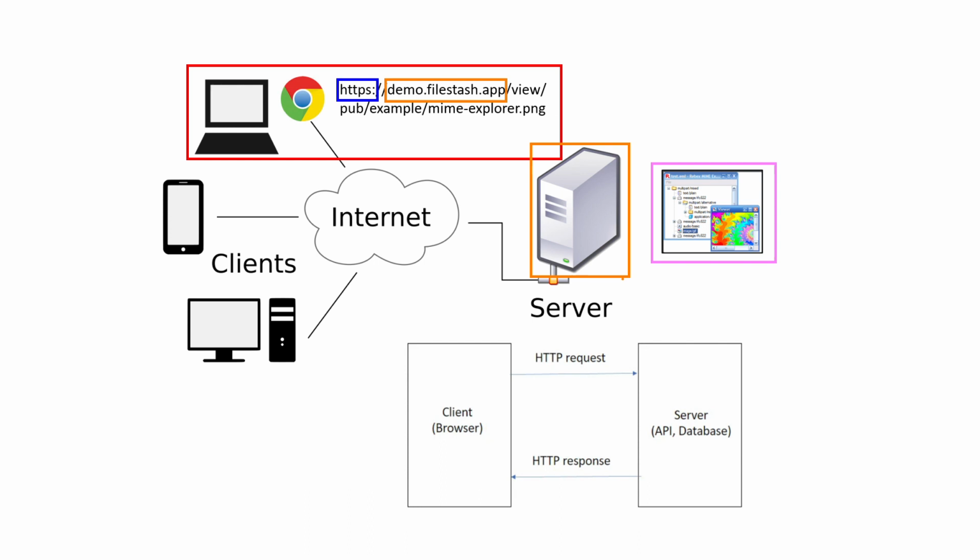So on that server, there are going to be some folders. So we have a folder called view, and inside of view we have a folder called pub, and inside of pub we have a folder called example, and inside of example we have this file called mimeexplorer.png, which is this file over here that we're talking about.